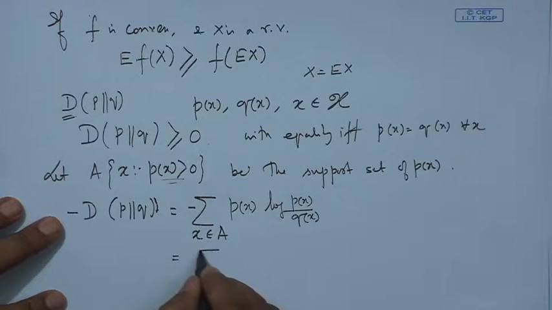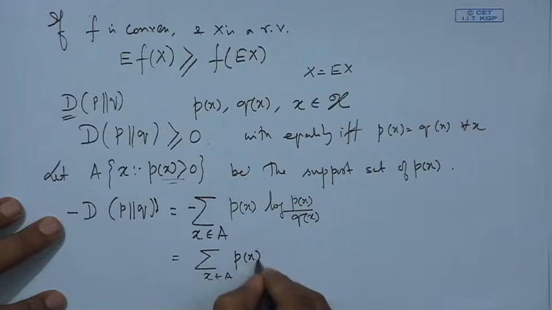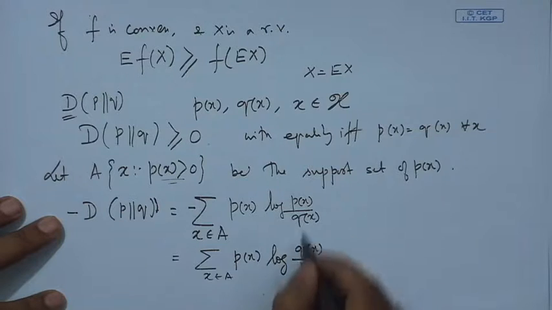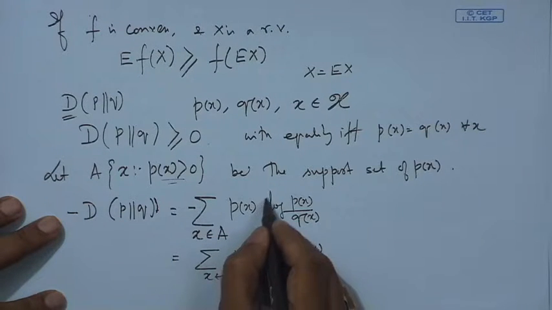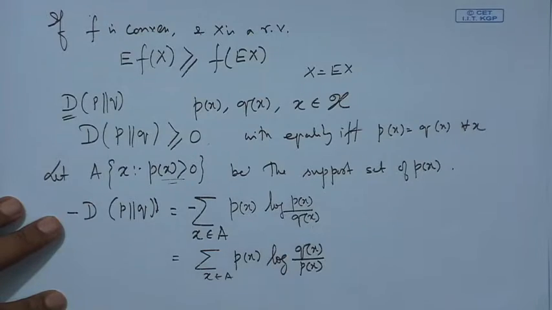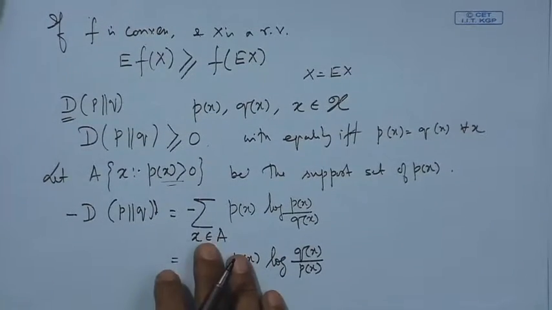So we could write this as the sum over x element of A, p(x). Now since we move the minus sign inside, we could write this as log q(x)/p(x), right? So this is just the minus sign moving in, that is, this gets inverted because this is raised to the power of minus 1. Now we would use Jensen's inequality at this point.